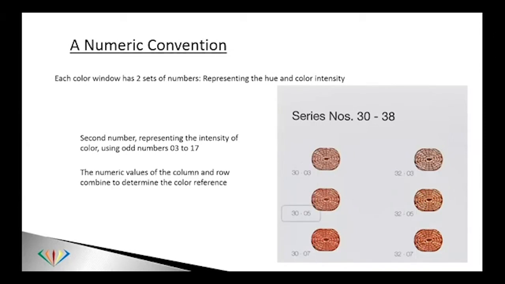And when you combine these 2 numbers, for example, we have a 3005 highlighted here. If you have a stone and it's matching that particular color window, this is the ColorCodex reference. So it's very simple, very easy to understand. First number is the hue or the color column, and the second number is the intensity level.